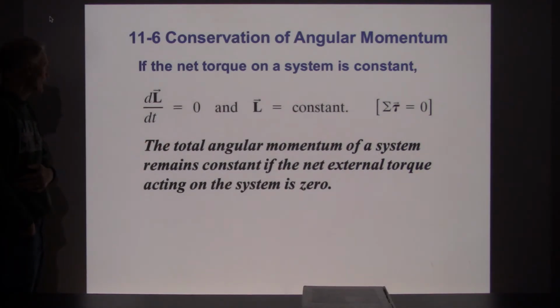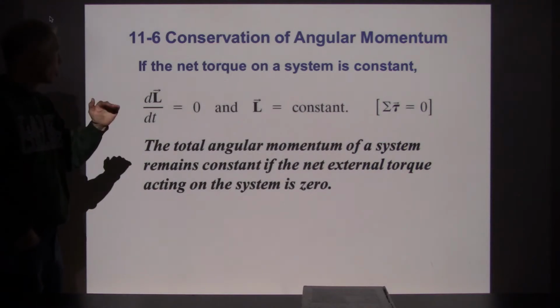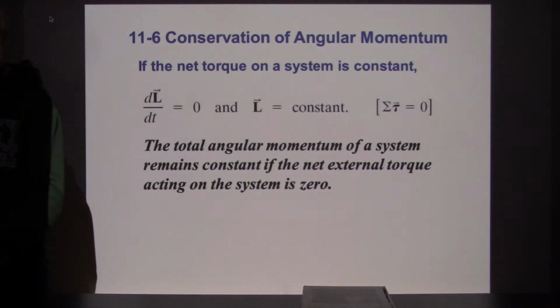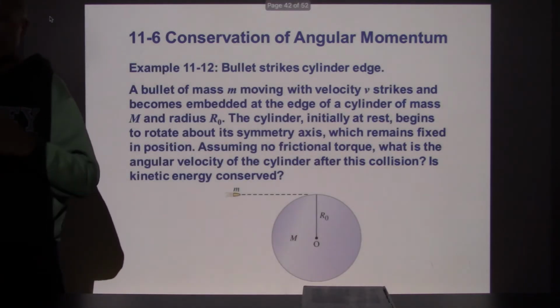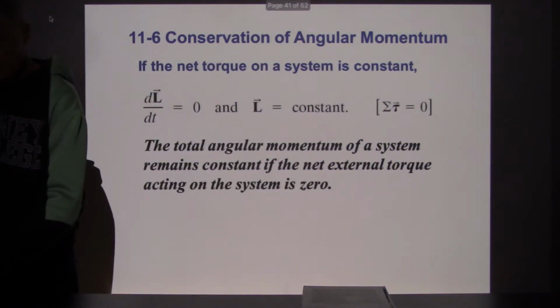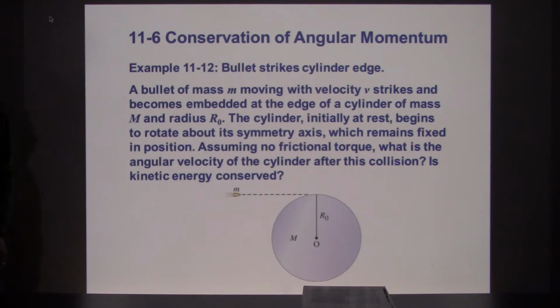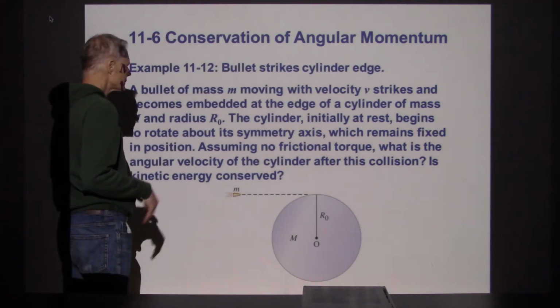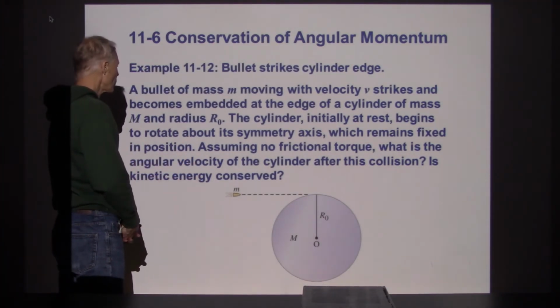Here it's stated down below: if the net external torque is 0, so it's the torque that's 0, then the angular momentum is fixed. Objects continue to rotate in the direction that they are already moving. All right, let's try another one of these homework style examples.